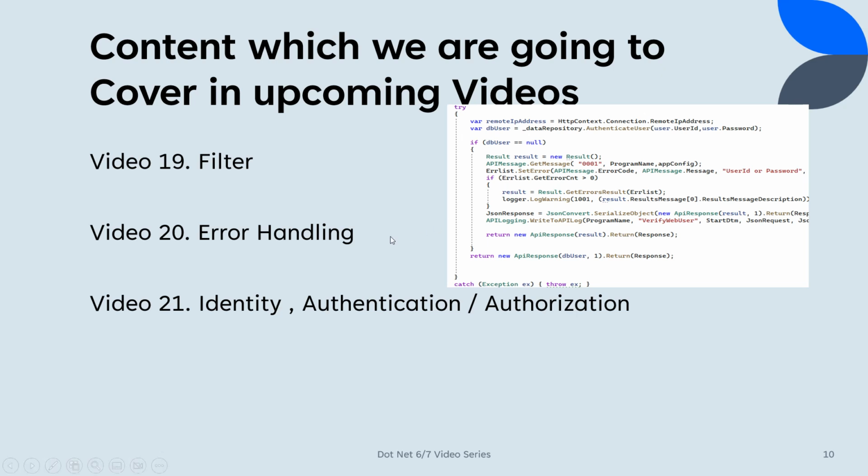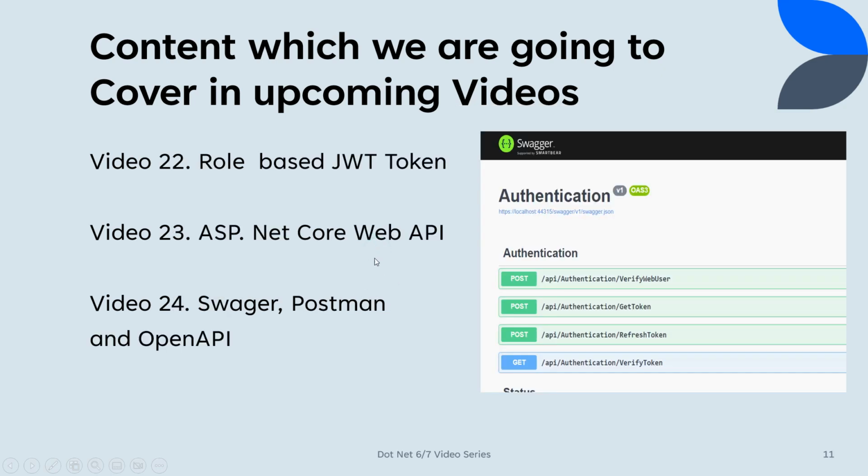In video number 21 we will discuss authentication and authorization, and in video number 22 we will discuss the role based JWT token. In this we will generate a JWT token, and in another API we will declare a role. That API is only accessible by some role. So we will have a role based JWT token example.